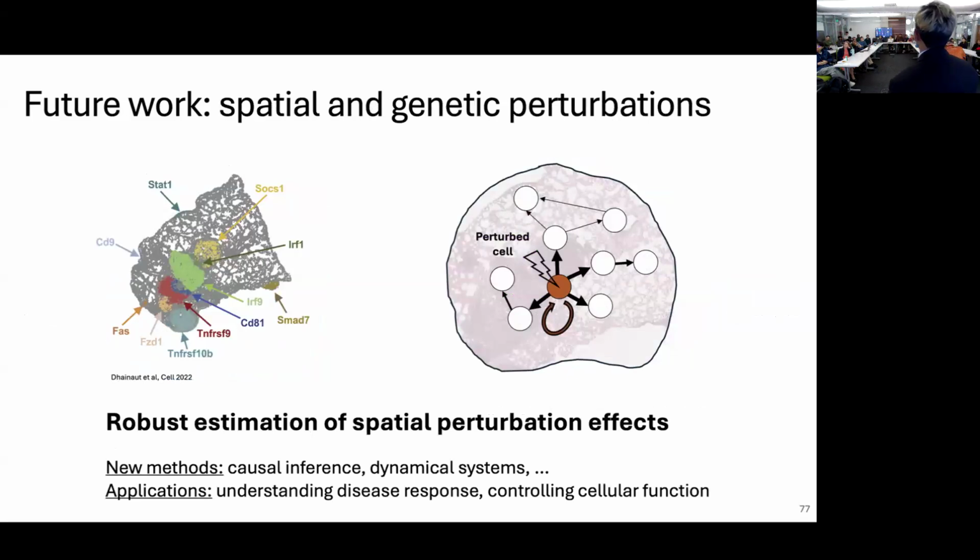Another important problem is with perturbation data. An open problem is being able to robustly estimate the effects of a perturbation. So understanding how gene perturbations affect not just an individual cell, but also how they propagate out spatially. For example, this could involve developing new approaches in things like dynamical systems or causal inference.